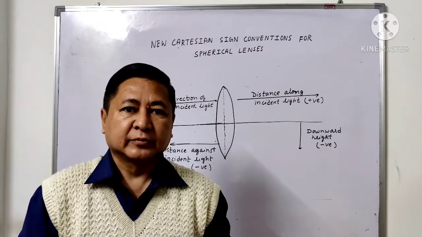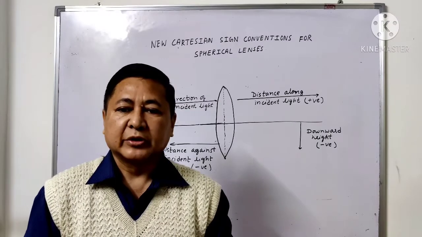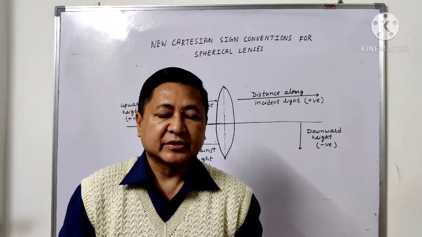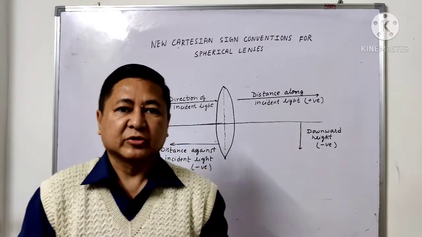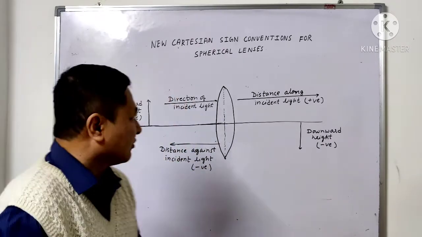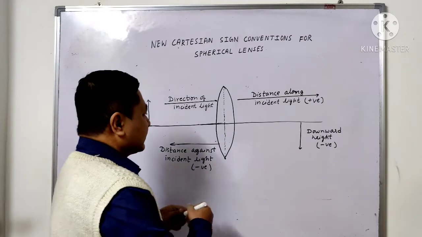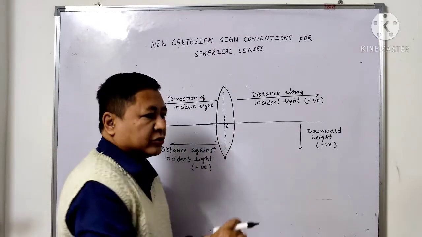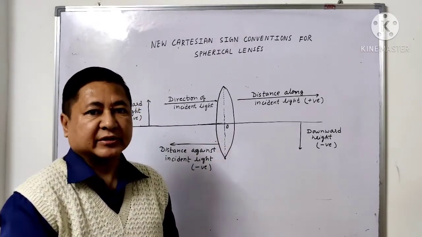Now the new Cartesian sign convention for measuring various distances and heights in case of lenses is similar to that of the spherical mirror, but the only difference is that the distance in the spherical mirror is measured from the pole, but in this case we will be measuring the distance from our optical center. This is the optical center of the lens, so the distance is measured from the optical center.